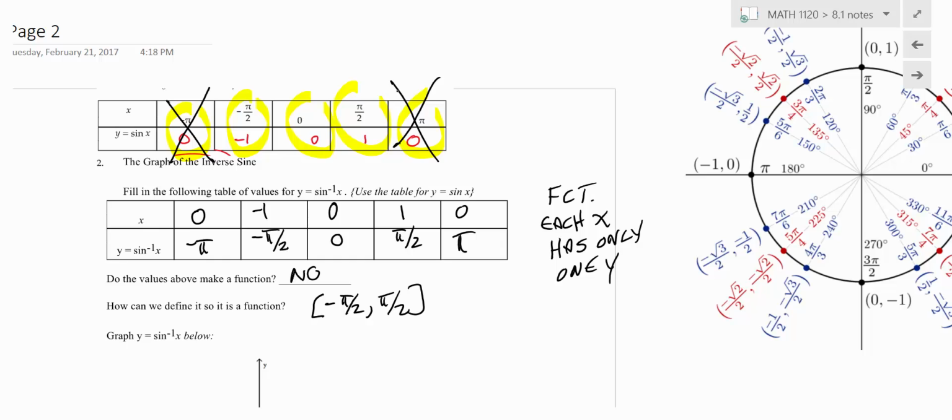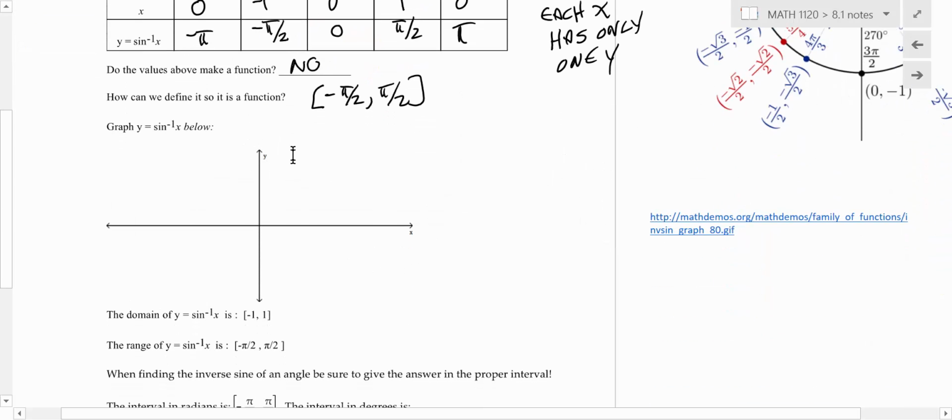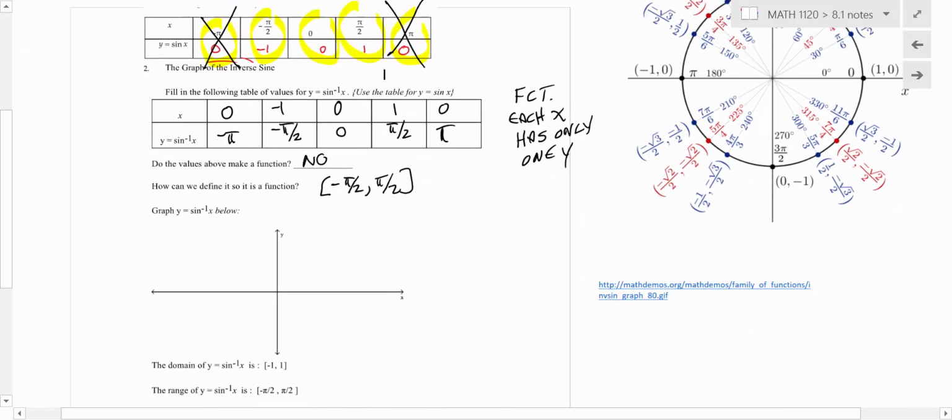All right, does that make any sense, what I'm doing? This is pretty abstract, but the idea is when you're doing an inverse function, you've got to make the original one-to-one, because if you don't, then it won't even be a function. Right now, this table is showing something that's not a function. Okay, so let's go ahead and graph this then.